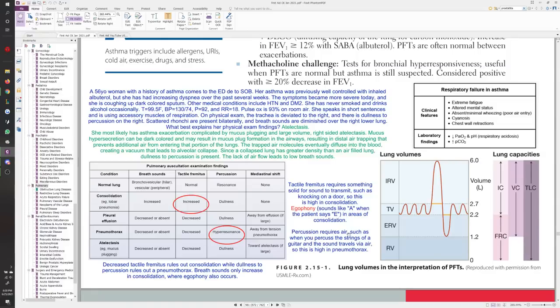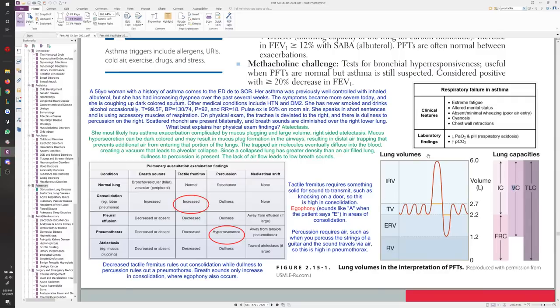Percussion, as I described with the strings, and tactile fremitus, right? So that's your entire lesson on understanding what you're looking for in pulmonary auscultation findings to actually diagnose something correctly, right? Here you have your lung volumes, which of course is just self-explanatory. You want to make sure you understand the general volumes as well as the capacities, which each capacity is a summary of things. The vital capacity is things you're using for being vital.